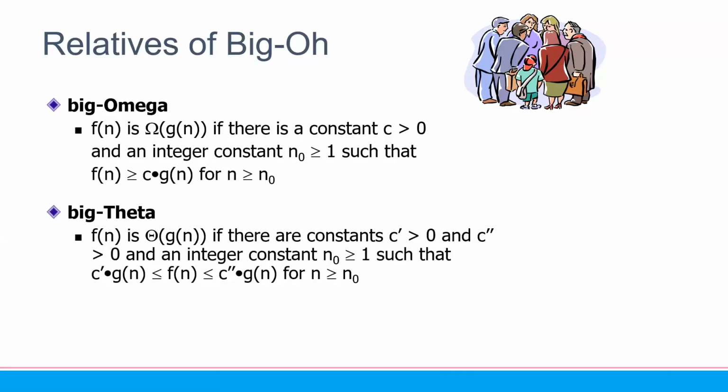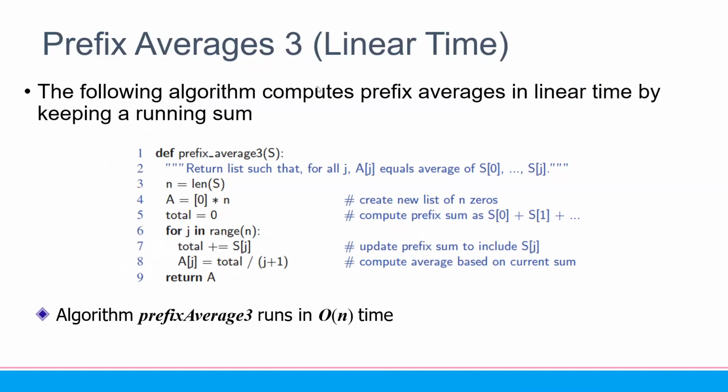We learned about the big O notations. We learned that one problem can be solved in many ways. We only have a very simple problem, which is prefix averages, but there are three possible ways to solve it.